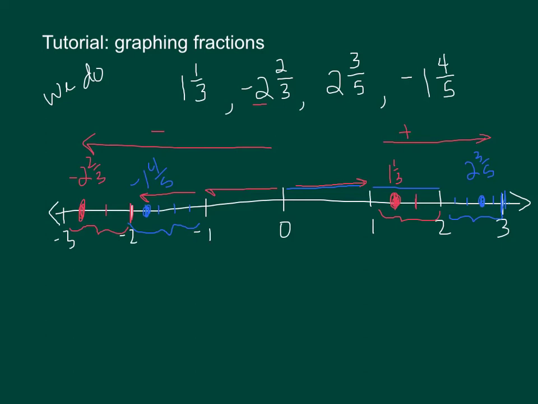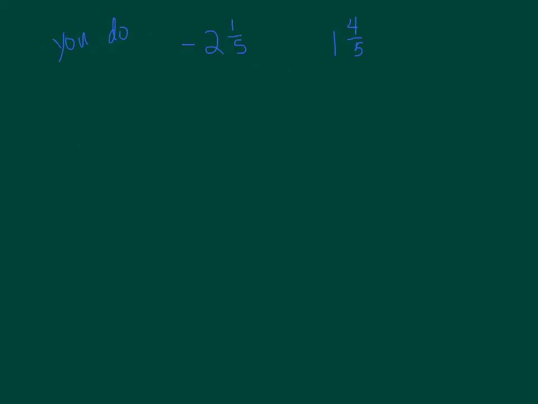Let's do a you-do. And for your you-do, I just want you to do the 2 problems. So go ahead and do a number line and graph on the number line these 2 numbers, negative 2 and 1/5 and positive 1 and 4/5. And then if you get stuck, press play so I can catch up, or if you finish it, press play so you can check your answer.